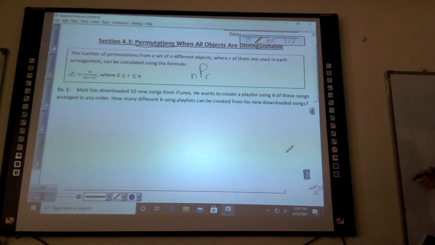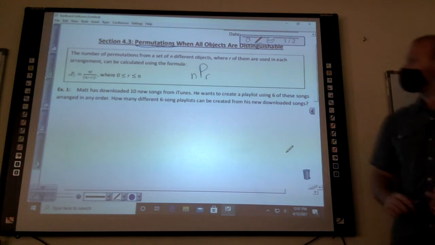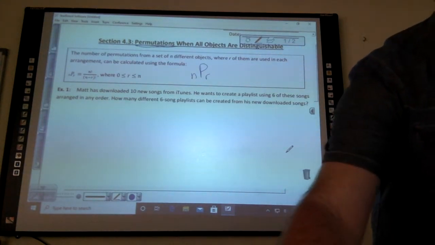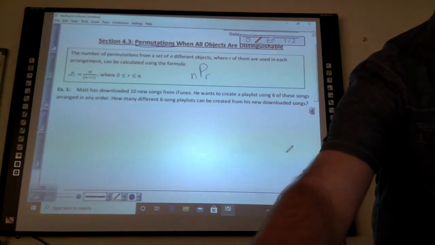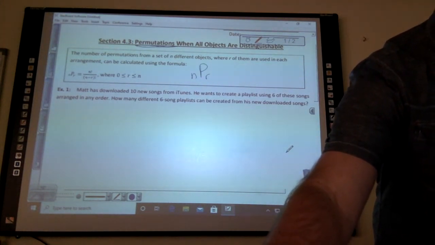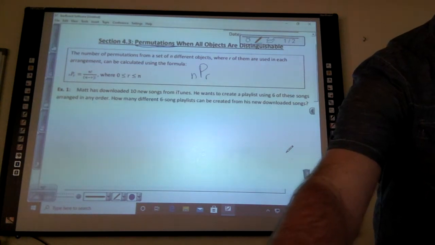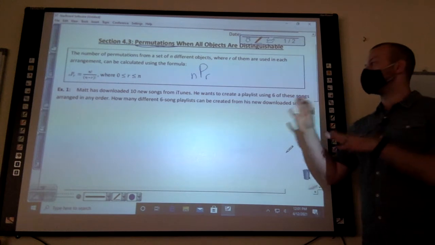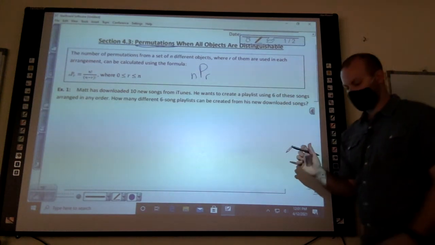So in this first example here, Matt downloaded 10 new songs from iTunes. He wants to create a playlist using 6 of these songs in any order. And we want to know how many 6-song playlists can be created. So in order to do this, I'm just pulling up my notes here. Okay. So there's 2 ways we can go about doing this. I'll show you the long way first, and then I'll show you the short way.